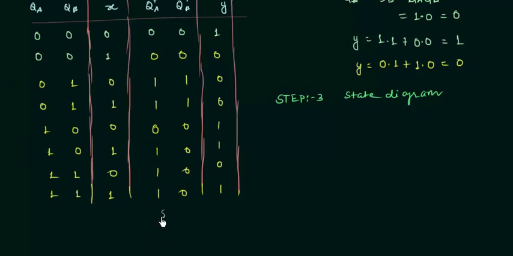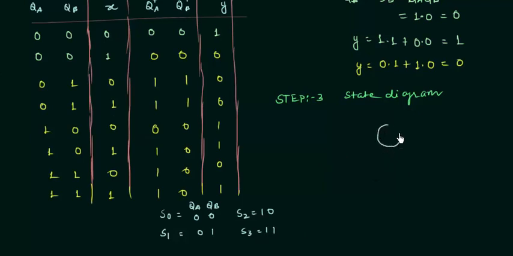The 4 states are S0, and in that case the value of QA and QB will be 0, 0. The second state is S1, 0, 1, S2 1 0 and S3 is 1 1. So let's make these states.